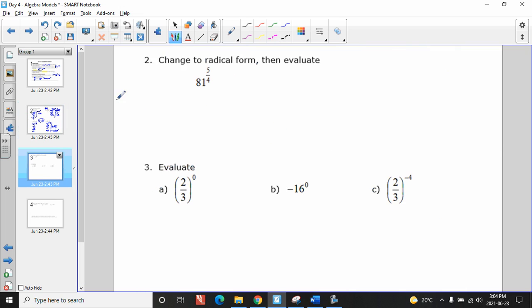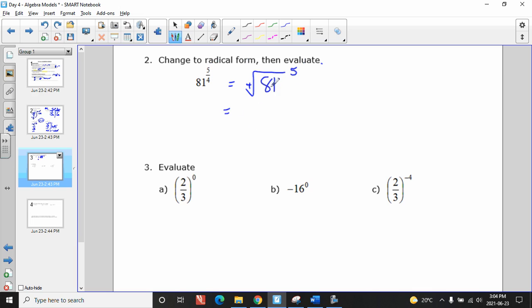All right, next up, change to radical form and then evaluate. So this is similar to an exponent rule question. Changing to radical form, this is the one with the fraction in the exponent. So for this, we're going to keep the base. The big number is 81. There's going to be a radical, and the denominator of the radical is the root. So I'm taking the fourth root, and the numerator of the exponent is the power. So I'm going to be raising to an exponent of 5 at the end. So that is now in radical form.